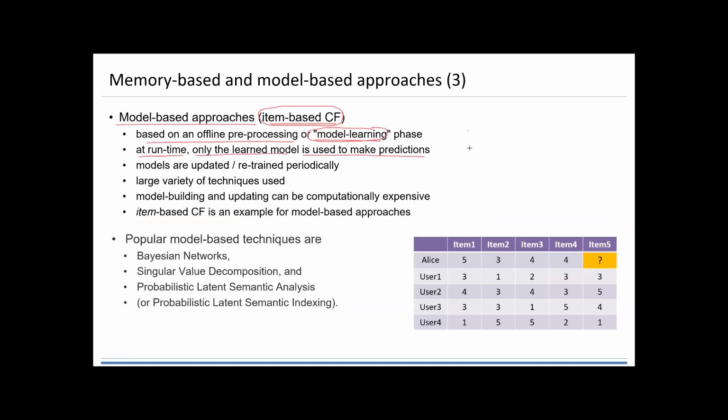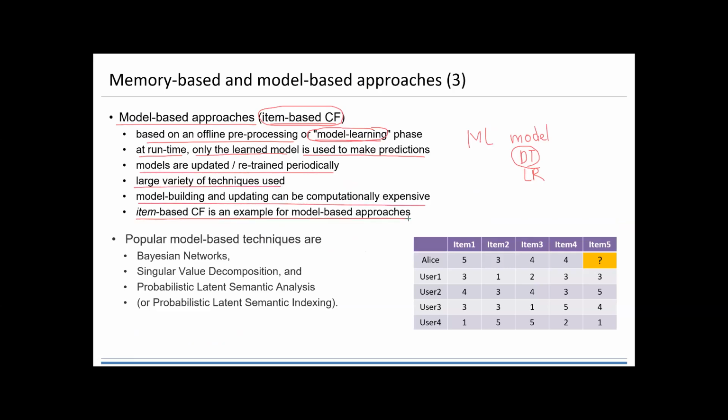If you learn about machine learning, we always create a model. Maybe the model is a decision tree, or linear regression, or logistic regression. We can use this model to make predictions. The models are updated or retrained periodically. There is a large variety of techniques used, and model building and updating can be computationally expensive, because if there are so many items, of course it is very complex. And item-based CF is an example of a model-based approach.